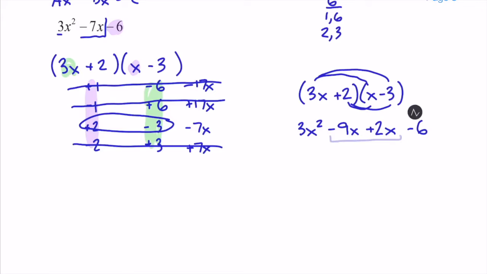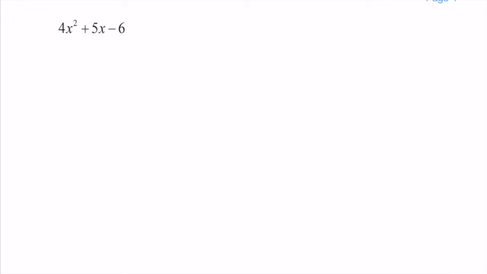And these two terms combine to make negative 7x, which is exactly what I started with. So let's try another. And remember, I encourage you to pause the video, try it yourself, and then check your work with me. So on this one, I've got an a value of 4, a c value of 6, and those two do have a number in common. They have a factor of 2 in common, but the 5 in the middle does not have that factor. So the GCF here is 1, so my first step is done.